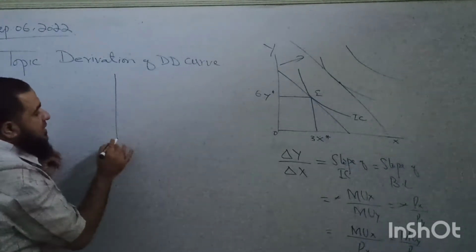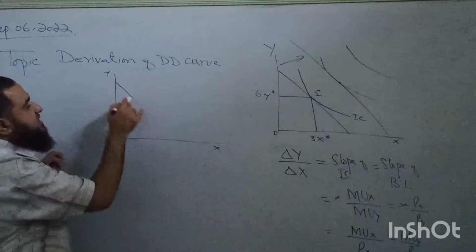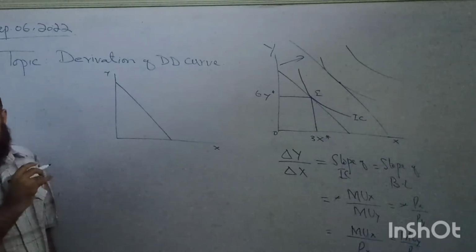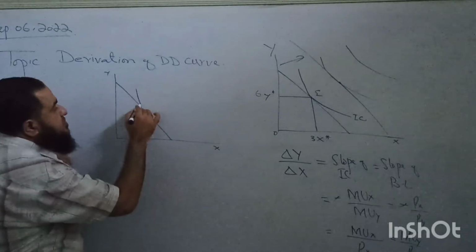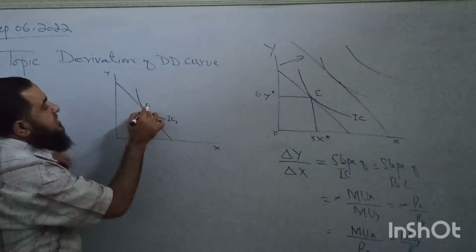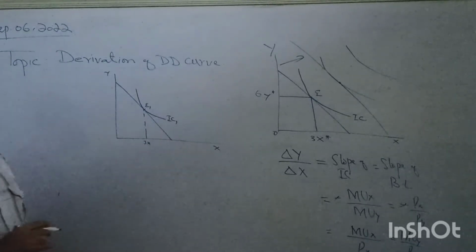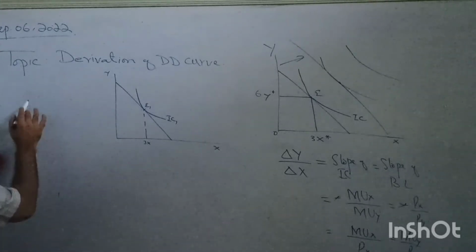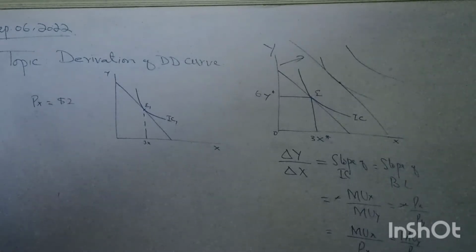Here, this is X and Y. This is the budget line of the consumer. Clear? Right now, this is the consumer equilibrium. This is the indifference curve 1. This is equilibrium level 1. 3 units of X are consumed, and we said price of X was $2.